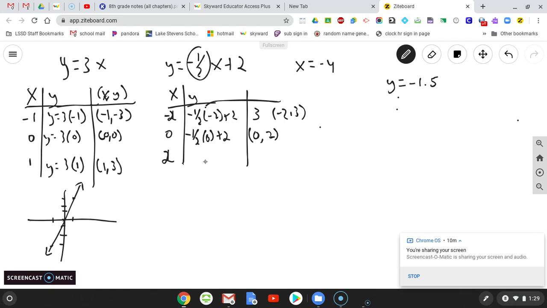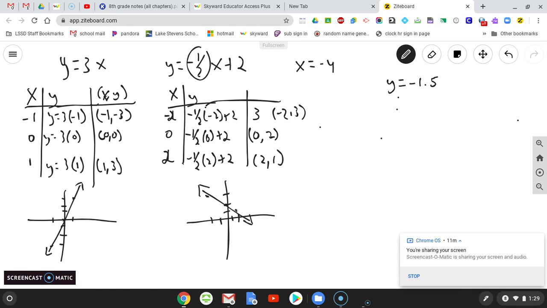And when I plug in a 2, I have negative 1/2 times 2 plus 2. Well, negative 1/2 times 2 is a negative 1. And then we do negative 1 plus 2, which is a positive 1. So I have the coordinate point 2 comma 1. And then I can graph it. So I have the points negative 2, positive 3; 0, positive 2; and 2, positive 1.